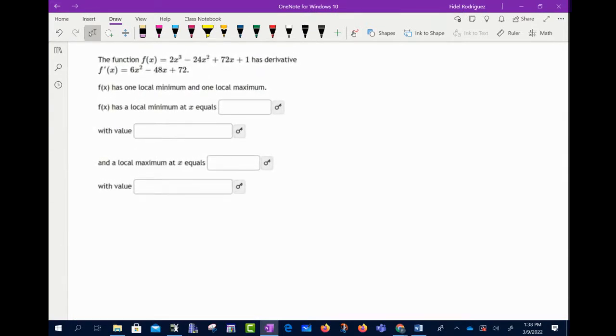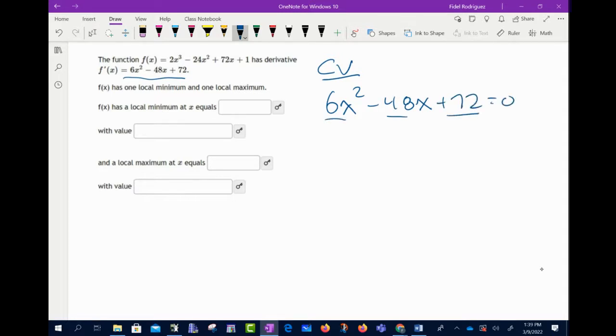It says the function f of x equals 2x to the third minus 24x squared plus 72x plus 1 has a derivative. They took the derivative for us. How nice. Okay, it has one local minimum and one local maximum. Okay, let's figure out when these things are going to occur. So remember, y'all, they already took the derivative, so we don't have to do that. We're going to find our critical values by taking the derivative and setting it equal to what value? Very good. Okay, everybody agree we can probably factor a 6 out of everything?